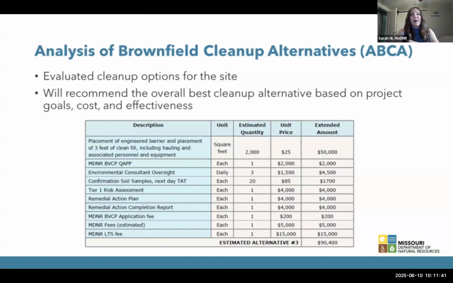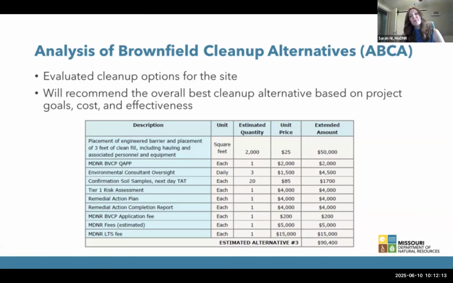So this is that project cost analysis. We call it the analysis of brownfields cleanup alternatives, or an ABCA. Basically, this is a document that will evaluate the cleanup options for the site and recommend the overall best cleanup alternative based on the project cost, the goals for the project, and the effectiveness of the cleanup. And you can see here a little chart of what one of those cost analyses would look like.